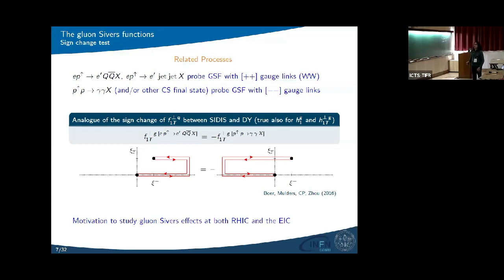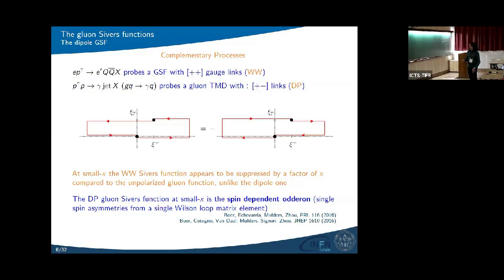So this is the gauge link structure. So a motivation to look at these processes is also to find out if this expectation is really fulfilled by experiments. And then this is the other distribution, the dipole one, which has a plus-minus gauge link structure.